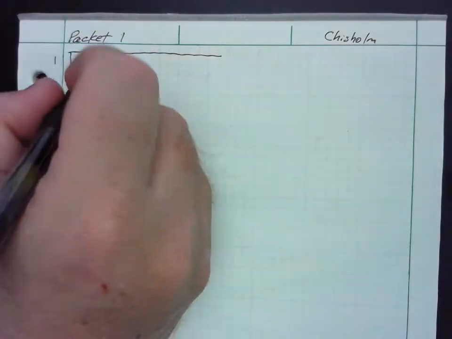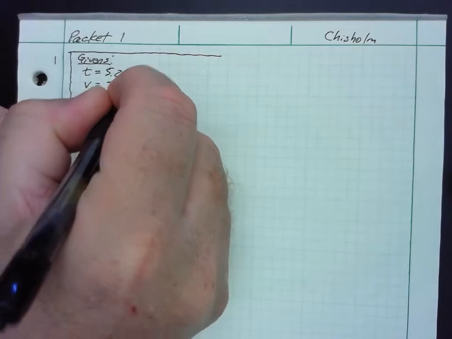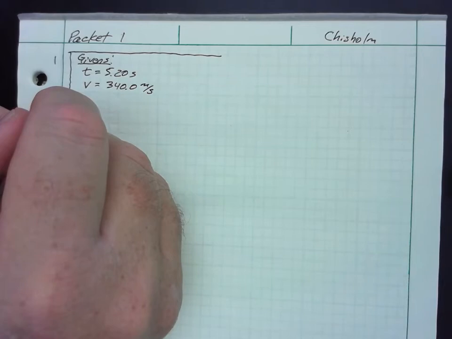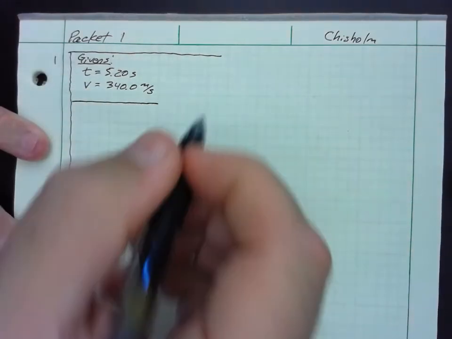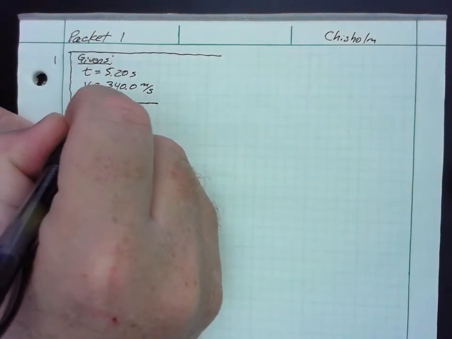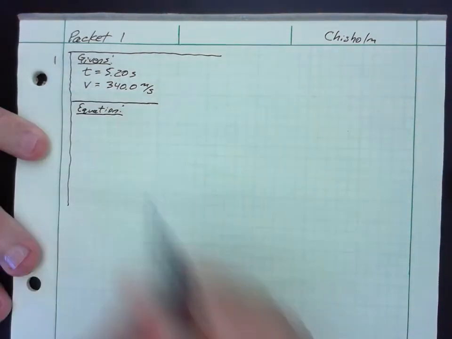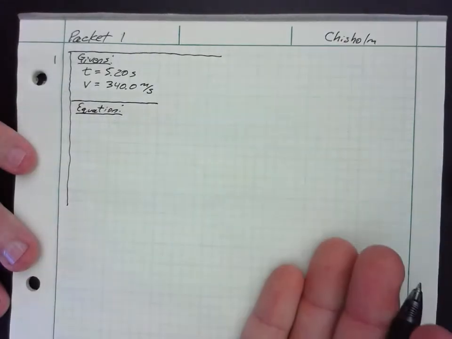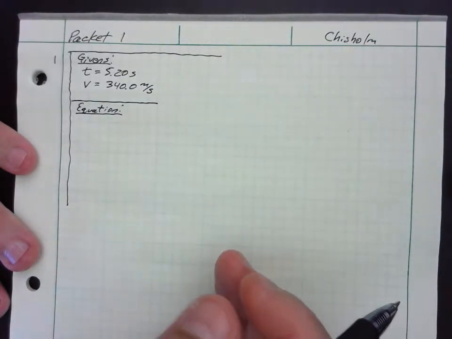Let's see, assume that the speed of sound in air is 340 meters per second. Okay, so that's the end of my givens. I don't have any other numbers given to me here, so I'm going to finish that part there. And what I'm looking for is distance. If you remember the equations that we talked about in class, velocity equals distance over time.